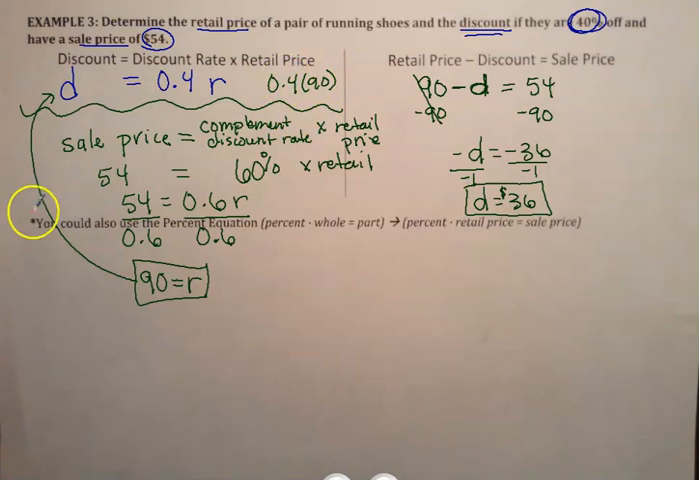All right, the star here, the asterisk, said you could also use the percent equation. Percent times whole equals part. Okay, that's what I talked about at the beginning. You can use that percent equation because it's the same as the percent times your retail equals the sale price. We're just manipulating those a little bit to make it apply to what we're doing.